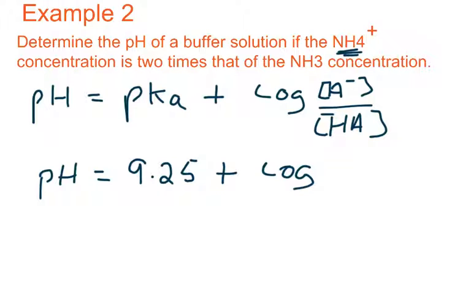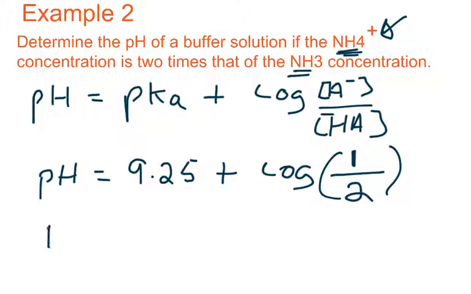Now, the situation is that we have NH4 plus at twice the concentration of the NH3. Now we know NH4 plus, since it has one more H plus than NH3, will be our acid. So we'll put it in the bottom. It's twice the concentration of NH3, which goes in the top, and NH3 is our A minus. So in essence, we're taking a log of 0.5. All right, so let's see how that goes.